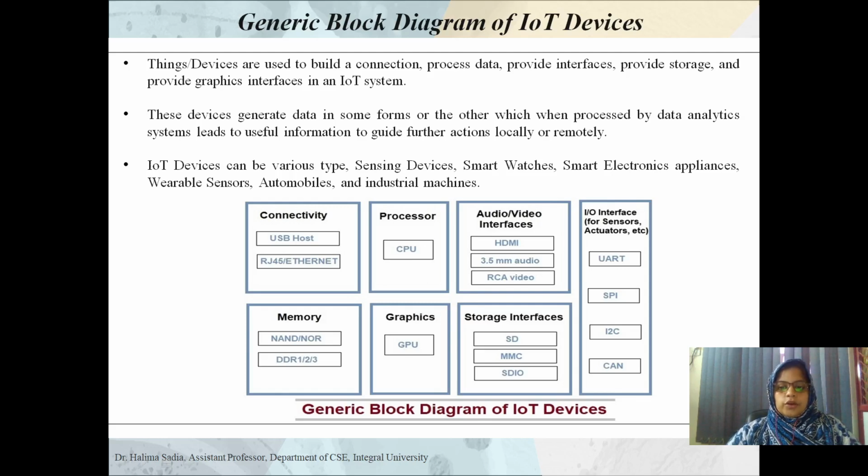Then moving on to the input output interface for sensors, actuators, etc. If we see over here, we have 4 units. We have UART, we have SPI, we have I2C and we have CAN. One by one I will be elaborating on each unit's functionalities.